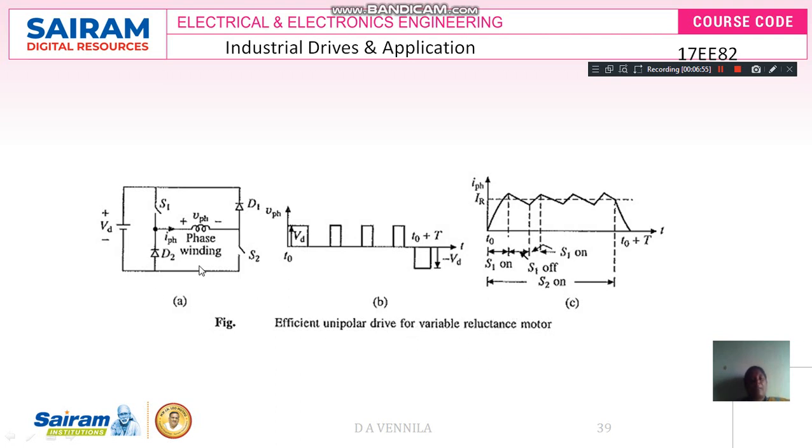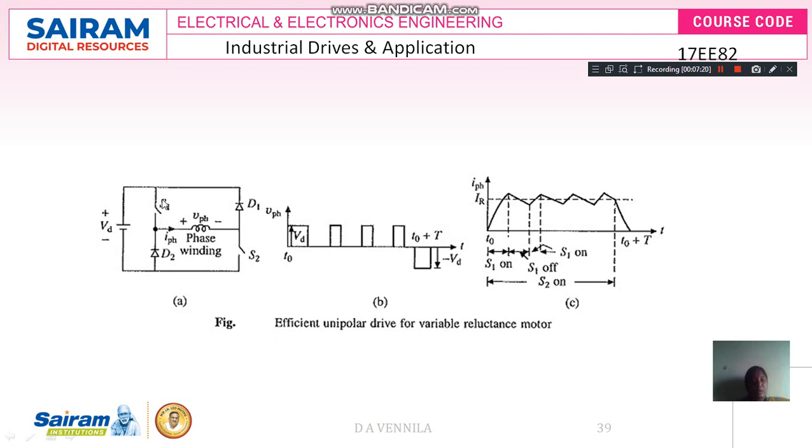You see here, the switches S1 and S2 will be completely turned on, up to T0 plus T. This S2 will be completely turned on, and the S1 switch will be simultaneously turned on and off.